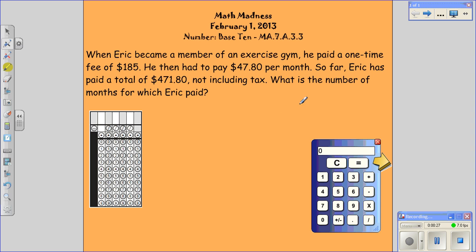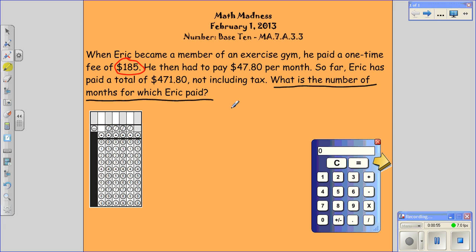The first thing we need to do, warriors, is go ahead and underline the question. What is the number of months for which Eric paid? Okay? Now let's go back through the problem to figure out all the information we need to solve it. First of all, we do need to know that he had to pay a one-time fee of $185. So go ahead and circle that.